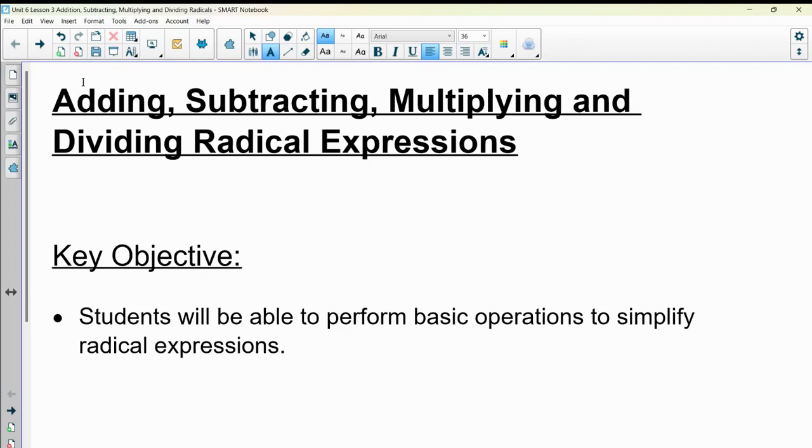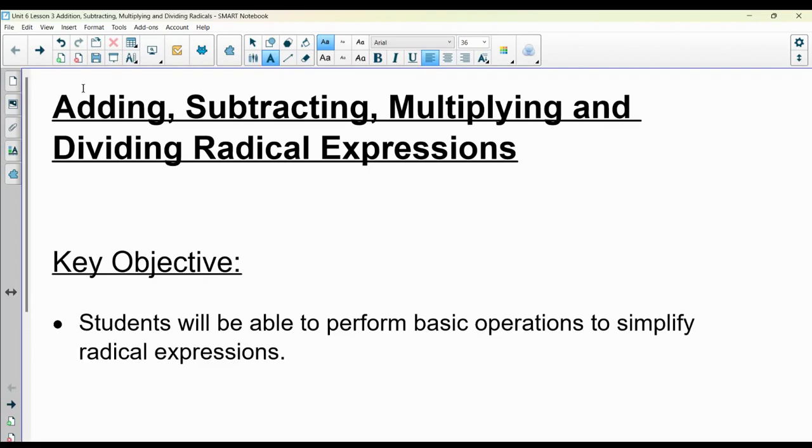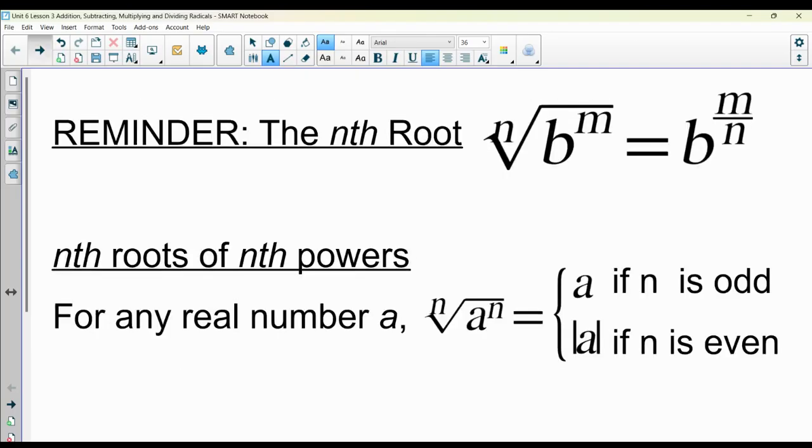Hi everybody. I will be talking to you about adding, subtracting, multiplying, and dividing radical expressions. So basically basic operations with radical expressions. Now if we remember, radicals can be rewritten as rational exponents.